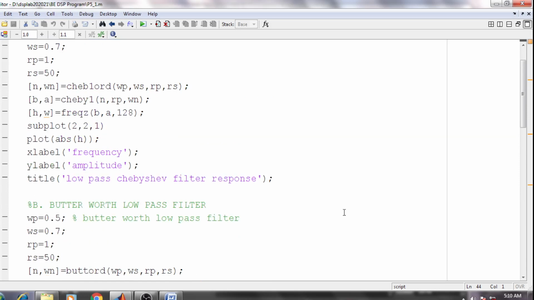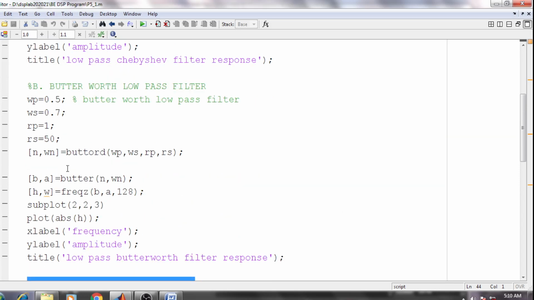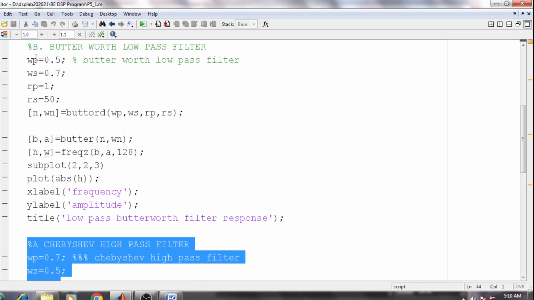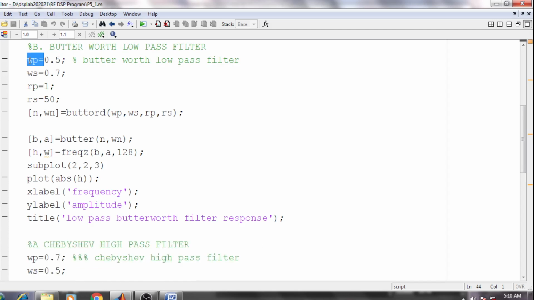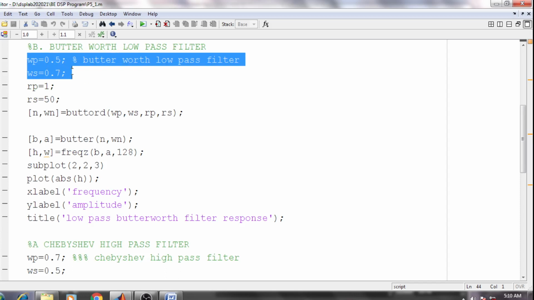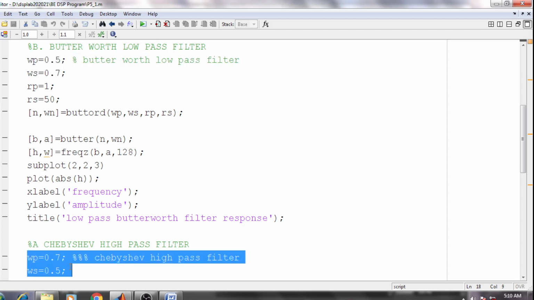Okay, here, in the low pass filter and high pass filter comparison, I am just comparing Butterworth and Chebyshev. Here, if you observe, WP is 0.5 and WS is 0.7. But this is about the low pass filter. Now I am talking about the high pass. I am highlighting this value. See, I reverted the values. WP is now 0.7 instead of 0.5 and WS is 0.5 instead of 0.7. I just reverted the values.